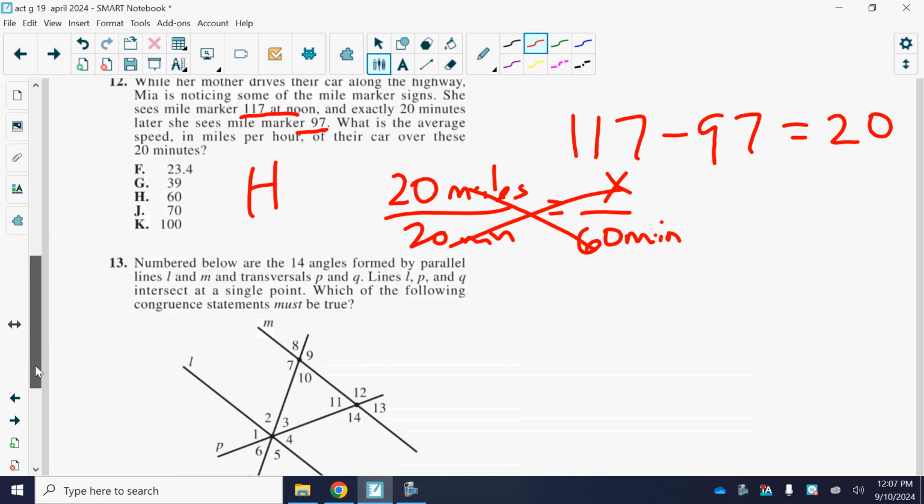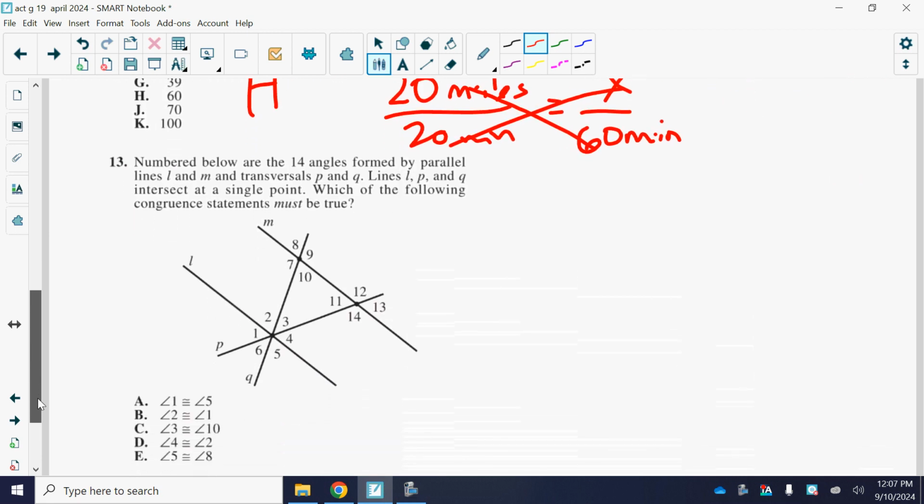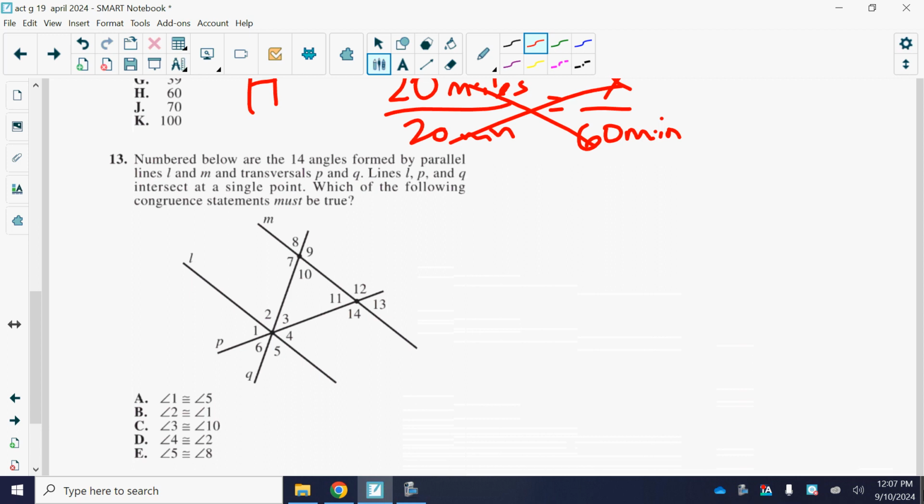13 is a tough question. Which of the following must be true? And you got to know your corresponding angles. The answer is E, because 8 would be equal to 2, and 2 would be equal to its vertical 5. So the answer is E. If you look at the other ones, they're really not related to parallel. There was one sucker answer in there about 3 being equal to 10.